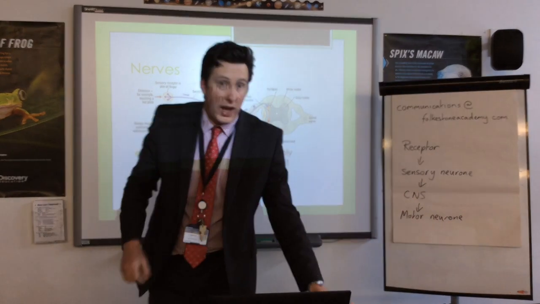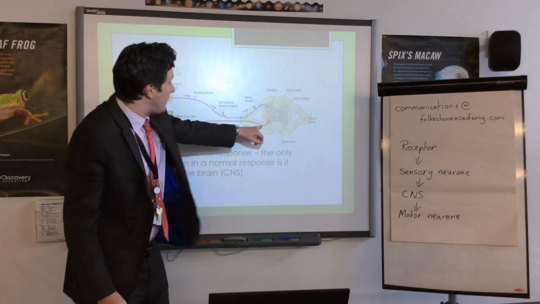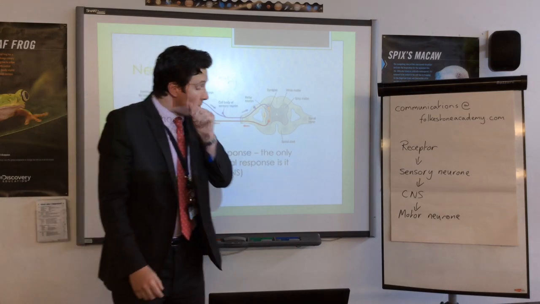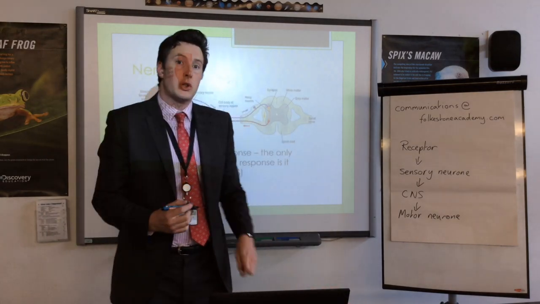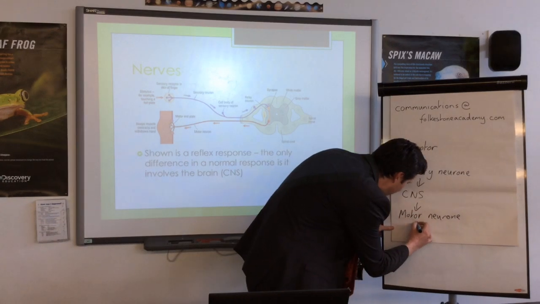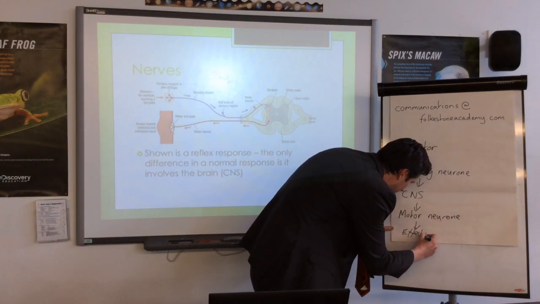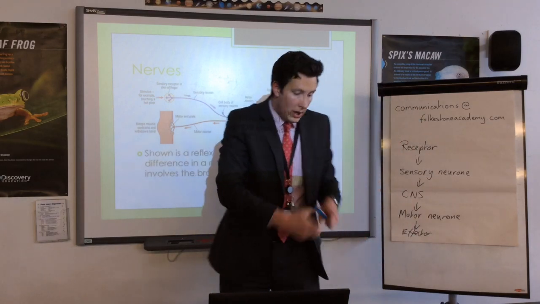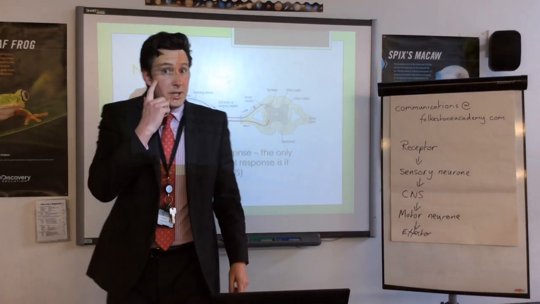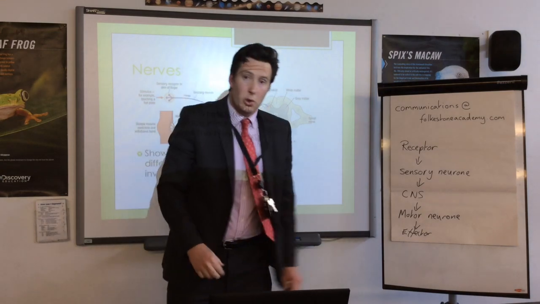Okay? And that's actually an electrical signal as well that gets sent along. That motor neuron actually transfers the signal to what's called an effector. So it has an effect. And what you need to be very clear on, effectors, is there's two types that you need to know about. Muscles that cause movement.